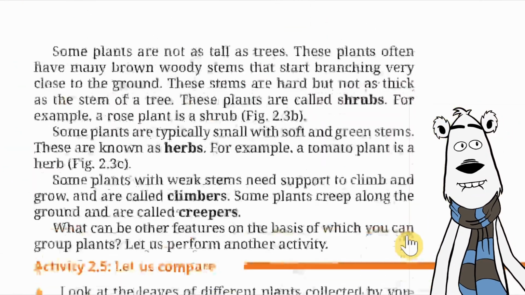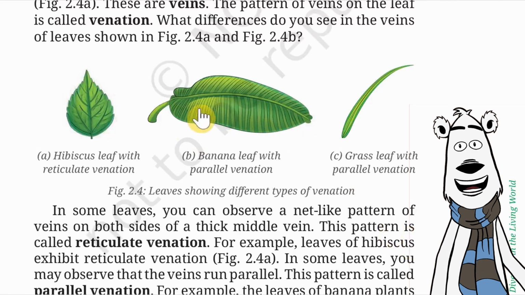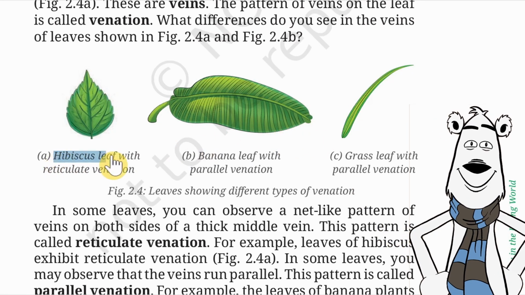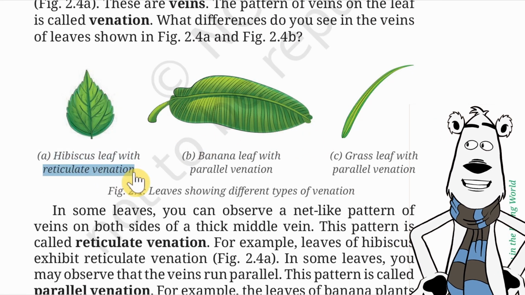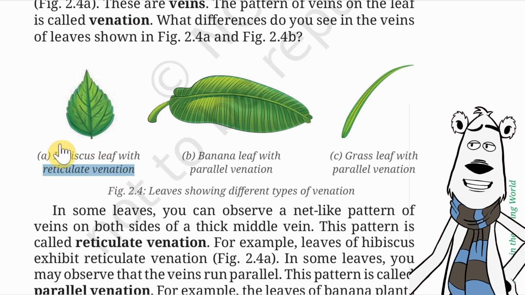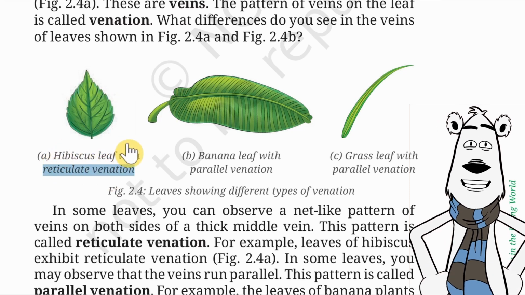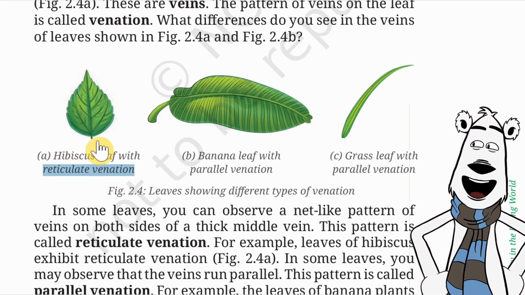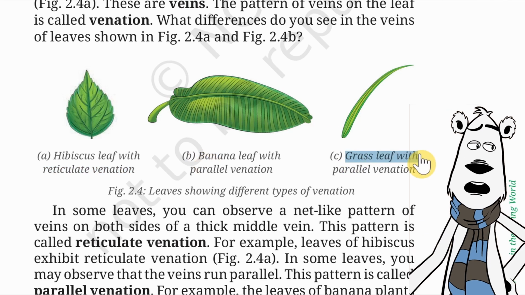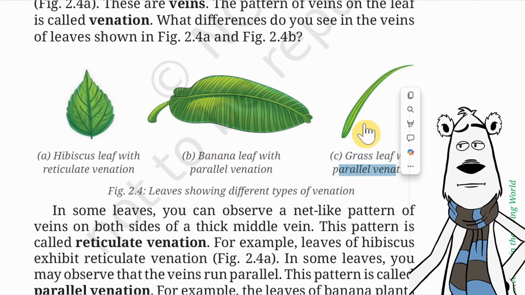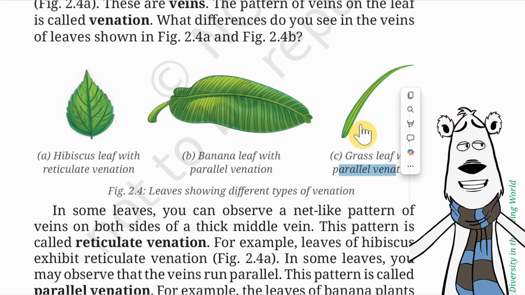But there's more to plant classification than just stems. Scientists also look at the leaves, those veins that run through the leaf. They can tell us a lot about a plant's family tree. Some leaves have veins that branch out in a net-like pattern. It's called reticulate venation, like a maple leaf. Others, like grasses, have veins that run parallel to each other. And here's where it gets really interesting.